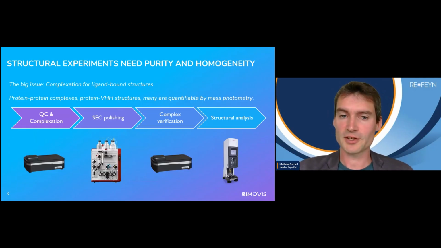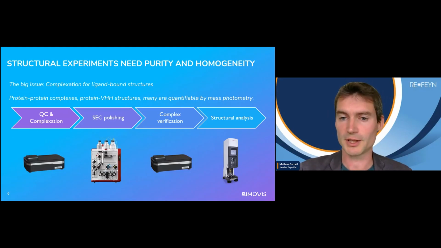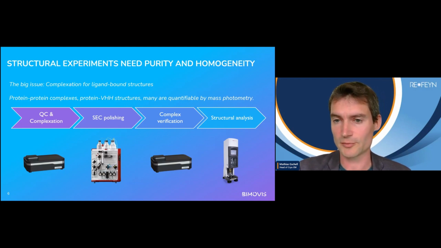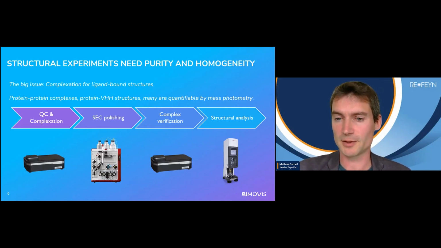Looking a bit closer at these 2 steps, we have the initial quality control, followed in many cases by a complexation, either with a different protein or with various small molecule ligands. We then go into size exclusion polishing, which is done both for samples that are not sufficient yet in terms of purity, or of course, if we just worked on them in the lab. And then we go into another round of mass photometry analysis before the sample is ready to go into the structure determination processes.